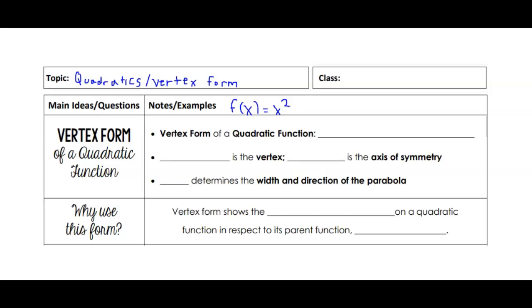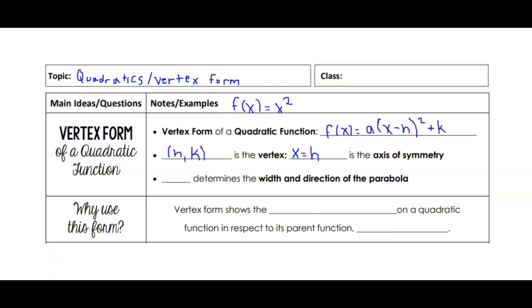So let's talk about vertex form of a quadratic. Vertex form of a quadratic function is f of x equals a times the quantity x minus h squared plus k. (h, k) is your vertex, and your line of symmetry, or basically where the parabola looks the same from the left to right, is going to be at x equals h. And this is called the axis of symmetry, okay?